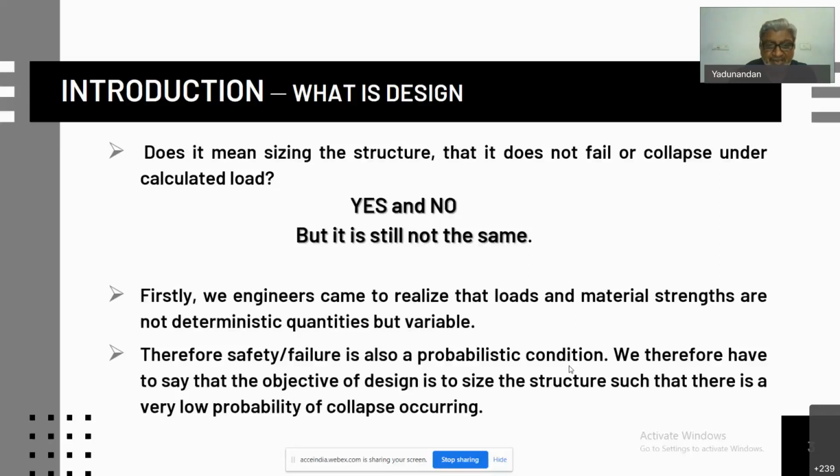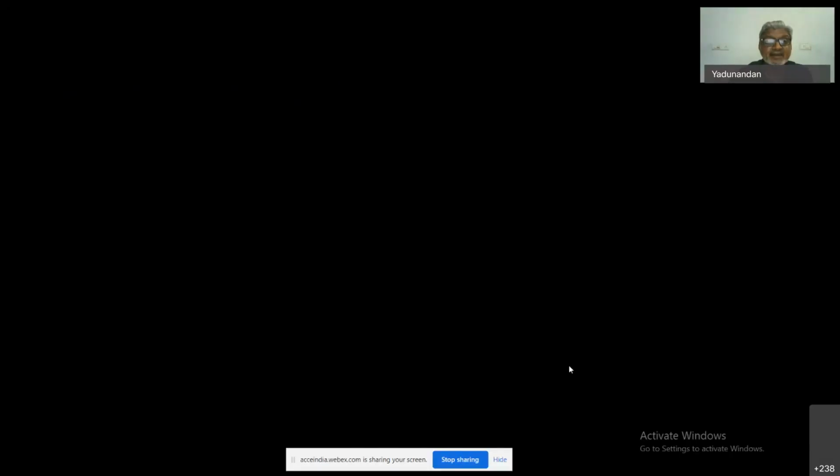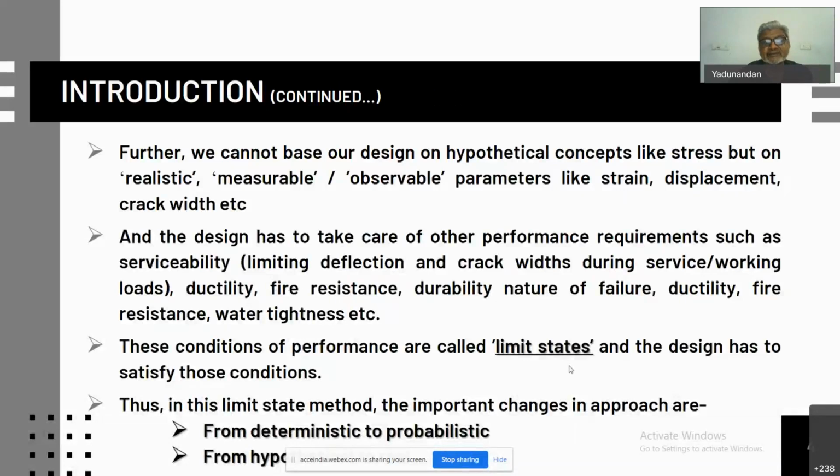We therefore have to say that the objective of design is to size the structure so that there is a very low probability of collapse occurring. Further, we cannot base design on hypothetical concepts like stress, but on realistic, measurable, or observable parameters like strain, displacement, crack width, etc.